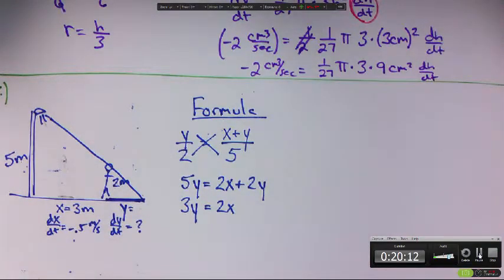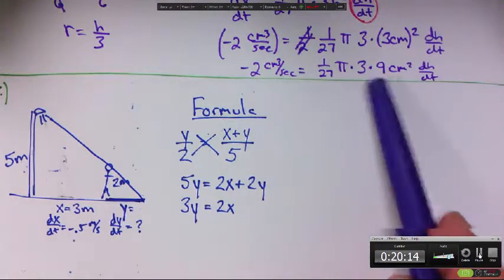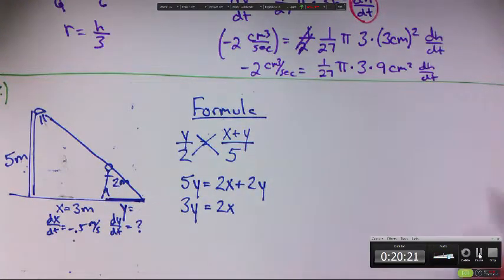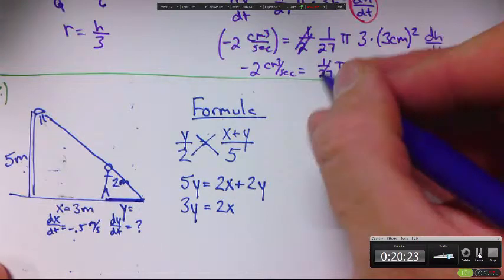This is convenient because what's 3 times 9 make? 27, so we've got a 1/27 and we've got a 27 on the same side. So these just cancel each other out.